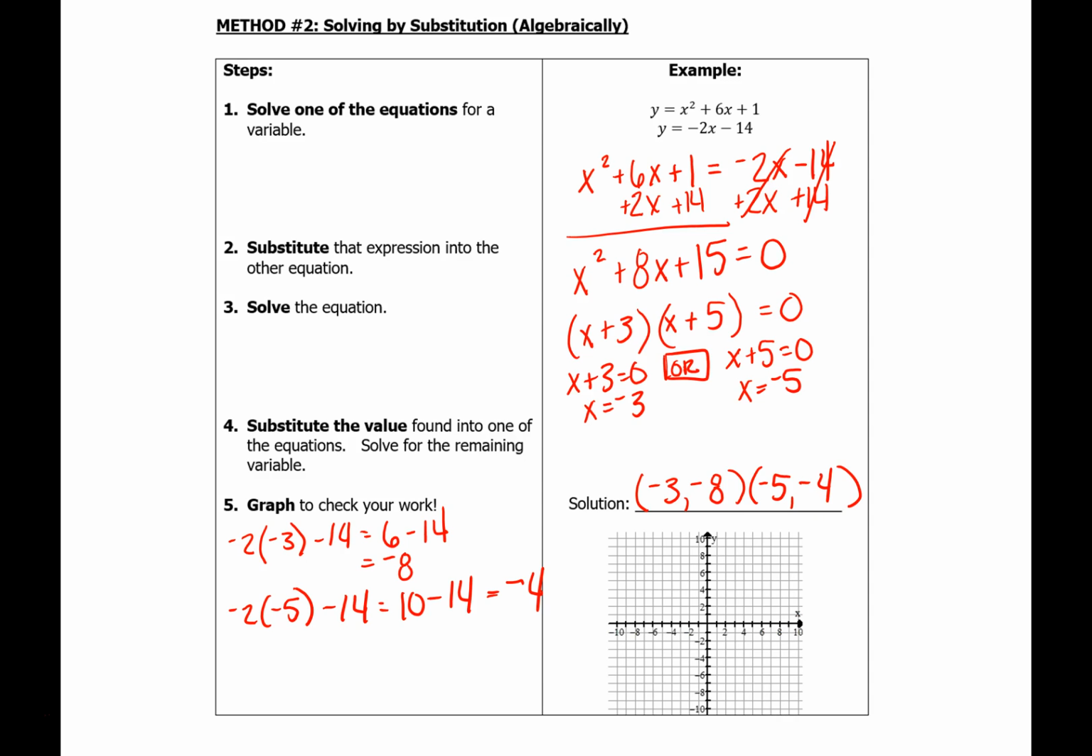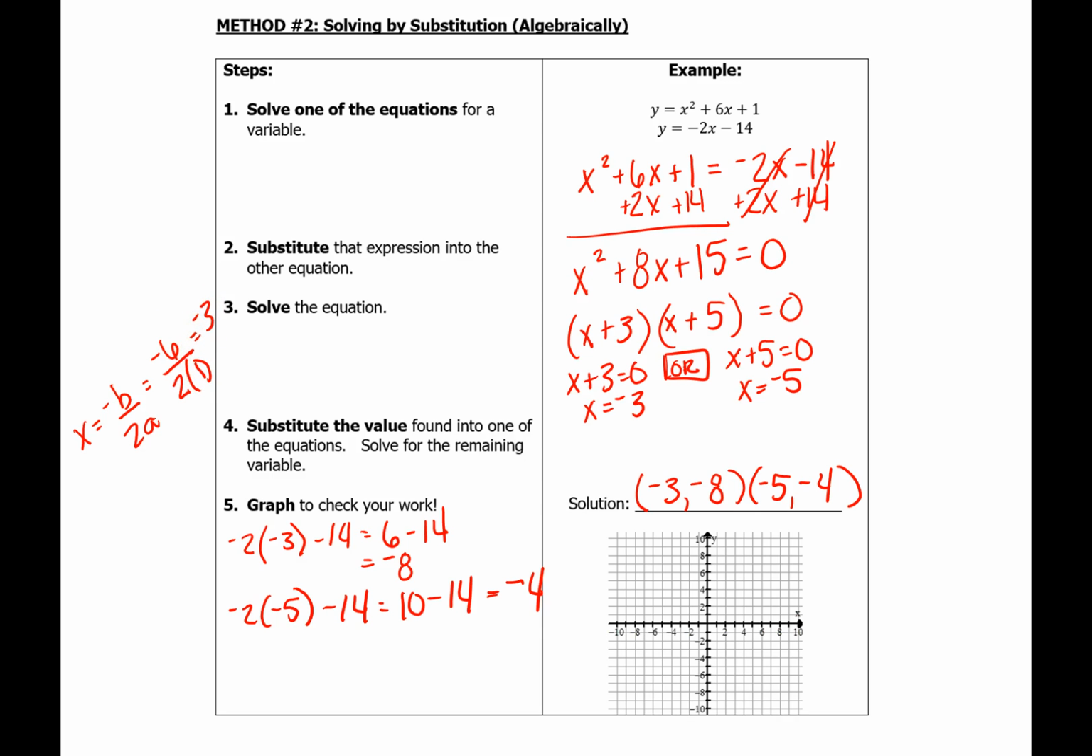If I wanted to check my work here, I could check by graphing. So if I graph my first one, that is a quadratic. It's U-shaped, but it is in standard form, which means I have to do a little bit of work here. So I'm going to do, to find my x of my vertex, negative b over 2a, which is negative 6 over 2 times a, which is 1.